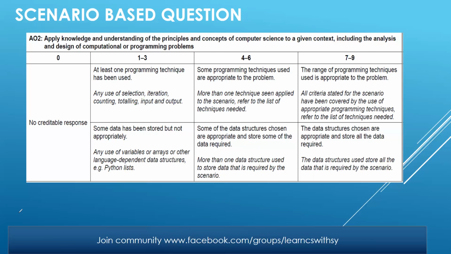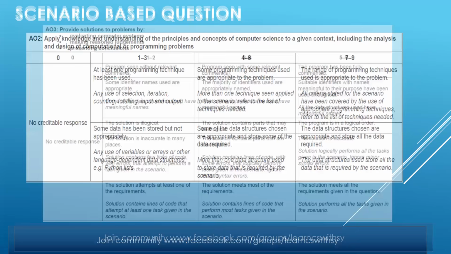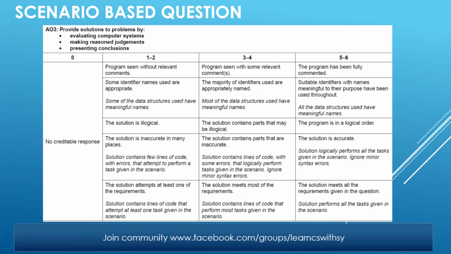Okay, now let's move on to the next assessment objective. This is our assessment objective 3. Here, you are supposed to provide solutions to problems by evaluating computer systems, by making reasoned judgments, and presenting conclusions. And again, you can easily score 6 out of 6 if you have identified the things appropriately. And what are the things?